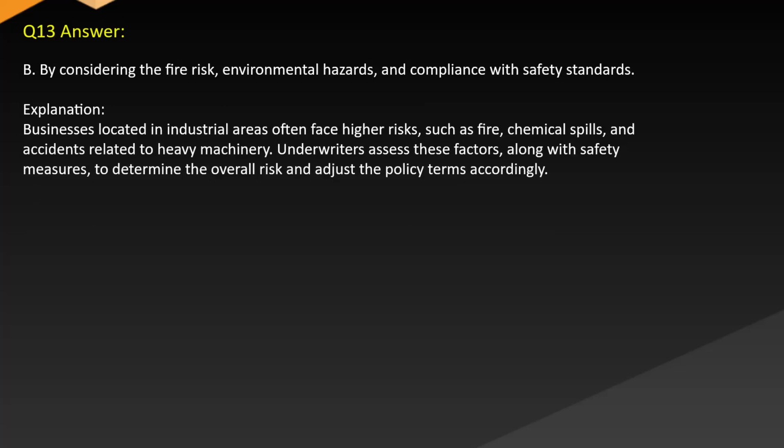Answer: B. By considering the fire risk, environmental hazards, and compliance with safety standards. Explanation: businesses located in industrial areas often face higher risks, such as fire, chemical spills, and accidents related to heavy machinery. Underwriters assess these factors along with safety measures to determine the overall risk and adjust the policy terms accordingly.